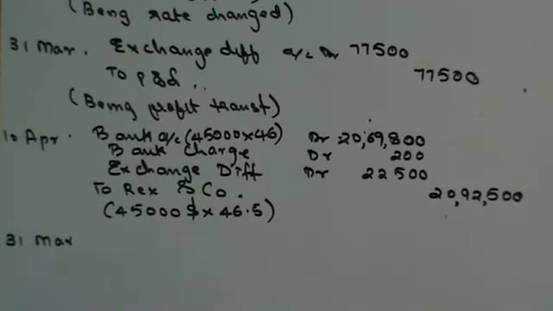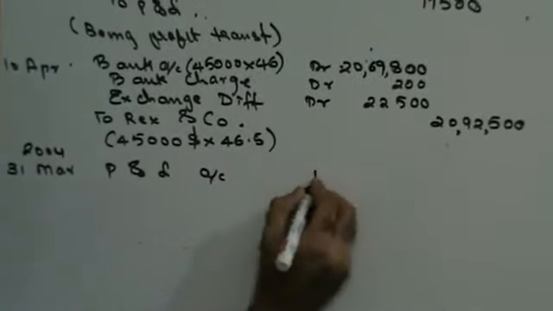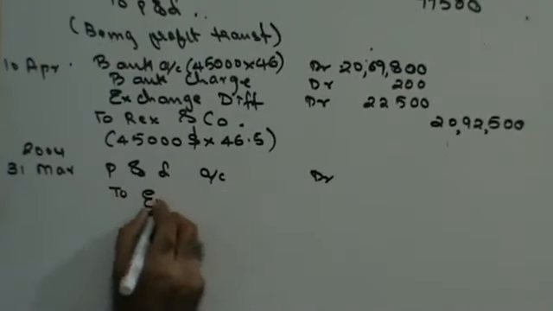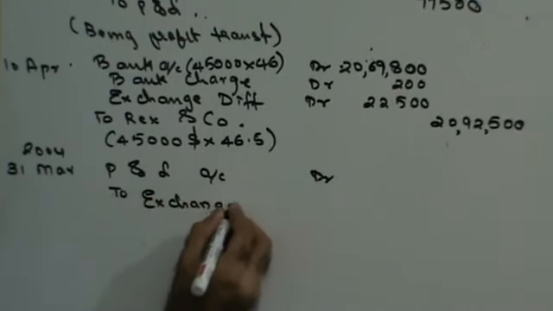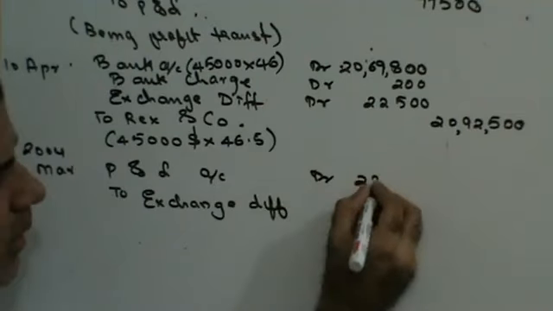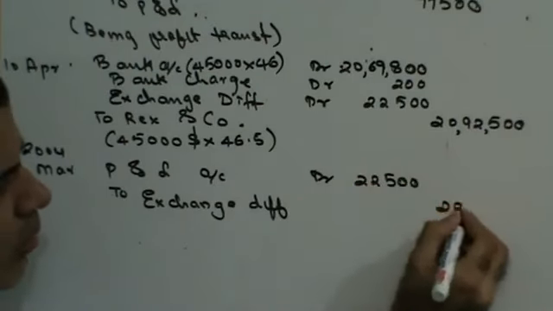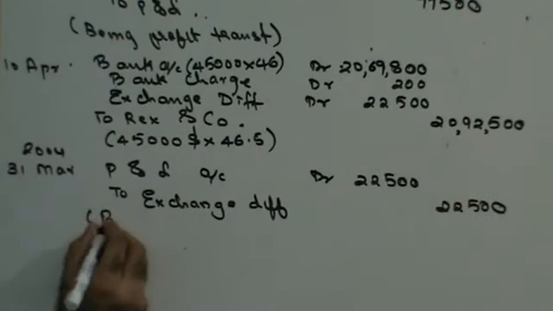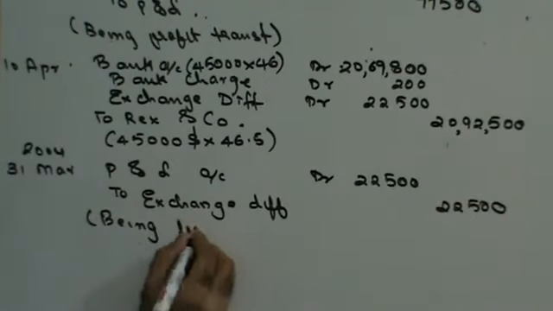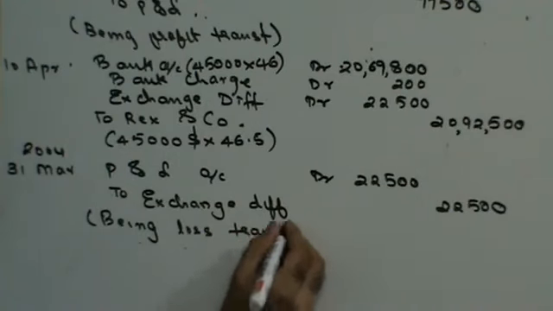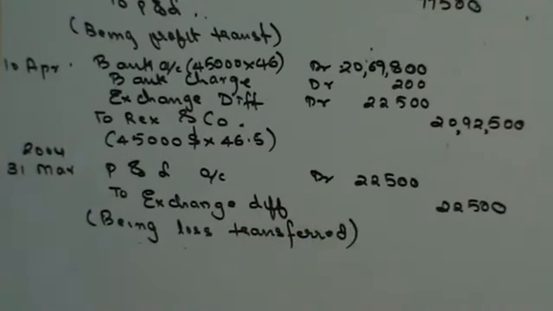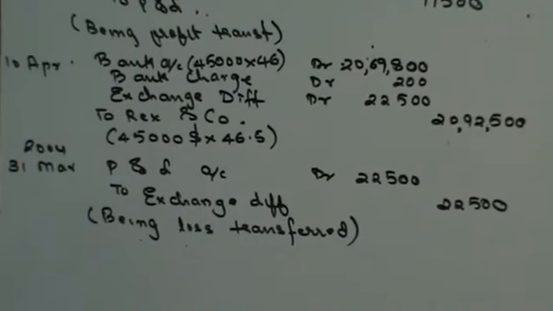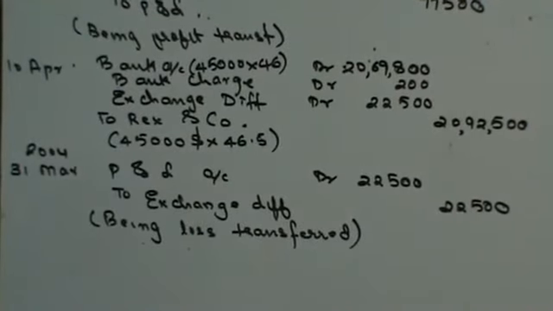Now, 10th April now. Let's debit 31st March 2004. Loss. Loss means P&L on the debit side, P&L account debit to exchange difference, transfer the loss, 22,500, 22,500 being loss transferred. Right? That finishes that sum. Right? Next, let's move on to the next sum.